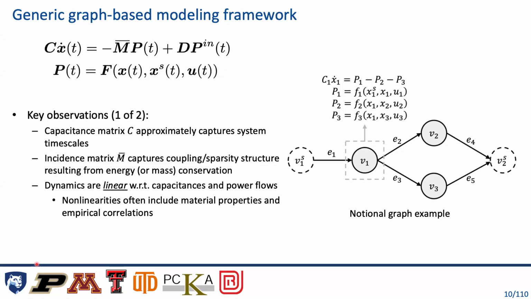So if all you have is M, you can draw out what the graph looks like. And that tells you about really what the structure of energy or mass conservation in the system looks like. So we talked about energy, but I can do the same thing by applying mass conservation. Usually then your states are pressures, and instead of power flows, we have mass flow rates, but everything else kind of holds.